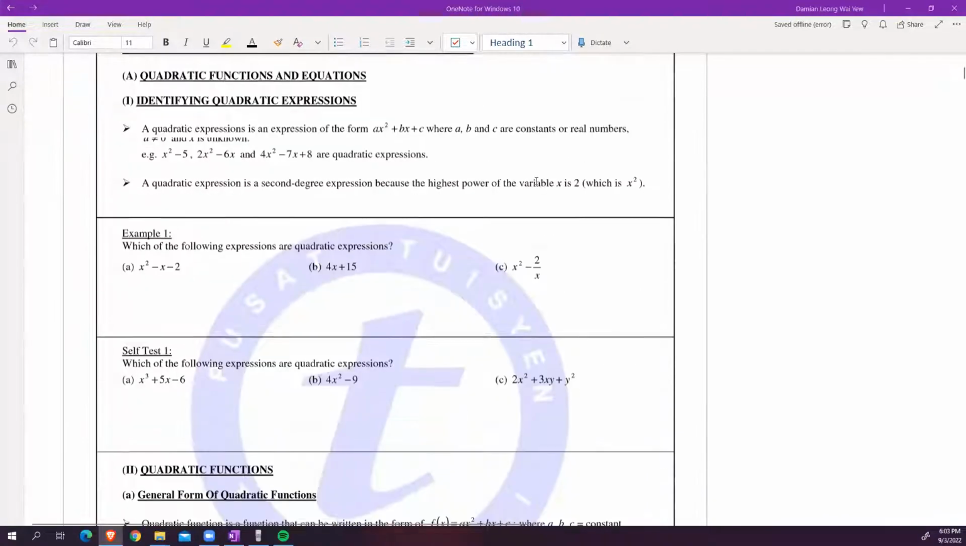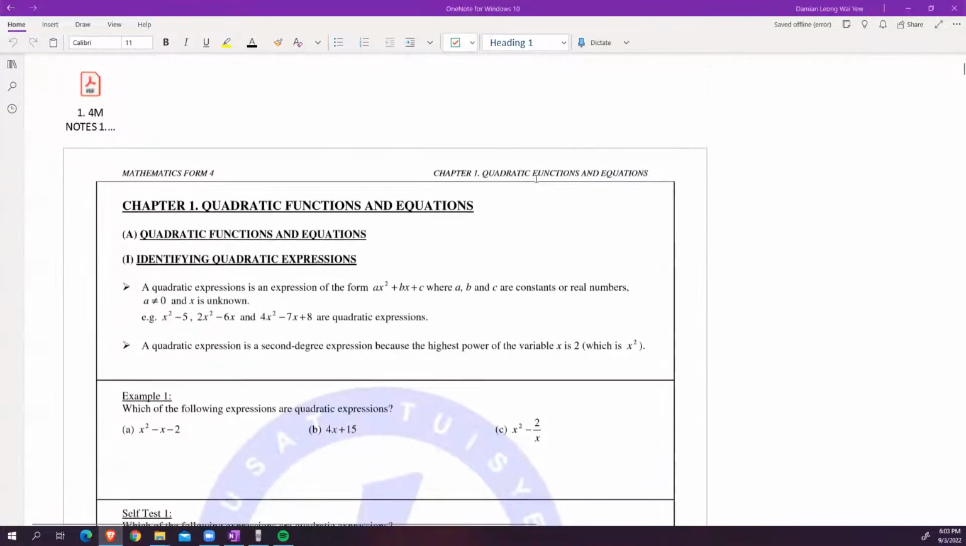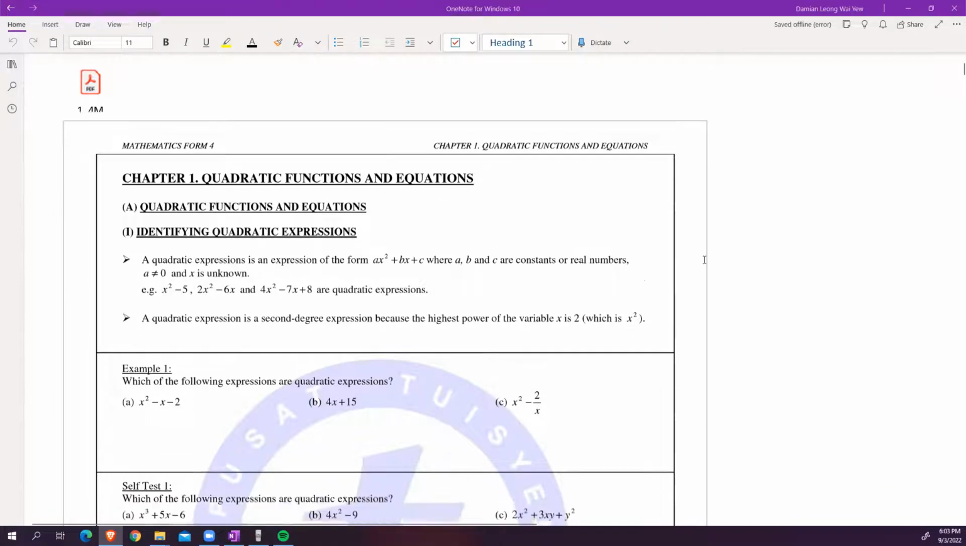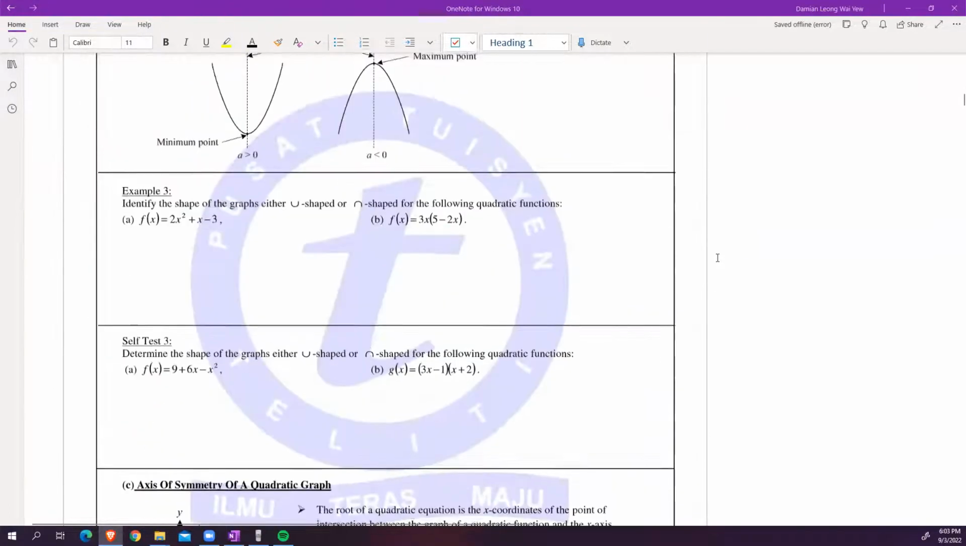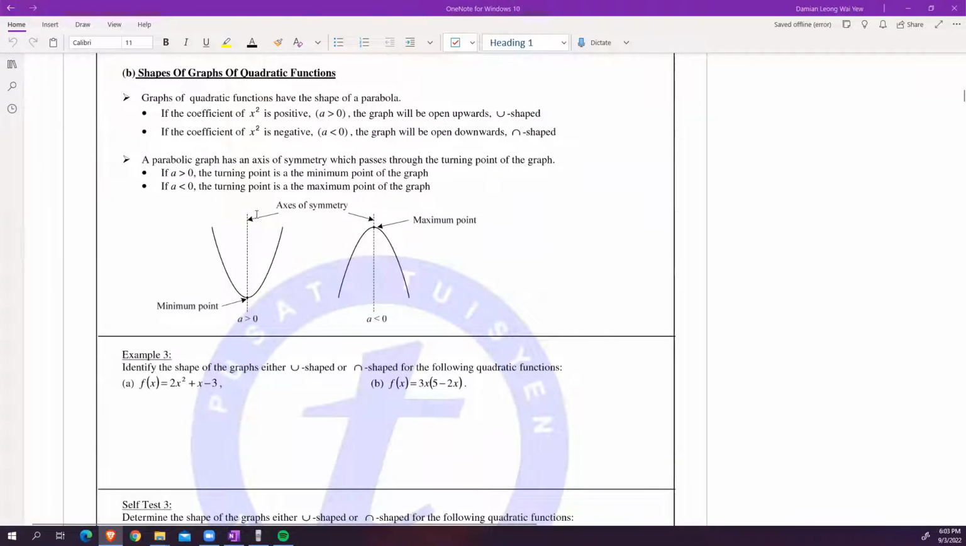So for Form 4, Chapter 1, Quadratic Functions and Equations, this whole chapter is all about the quadratic. Yeah, your ax squared plus bx plus c. So what we need to know in this chapter is, of course, putting your equations in the general form, ax squared plus bx plus c. And then what does your A, B, and C tell you?